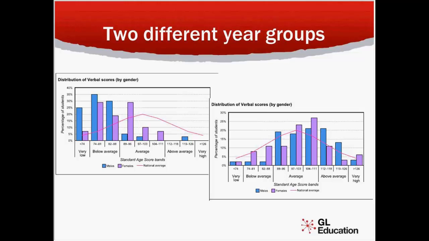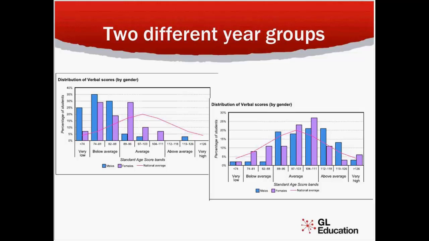These are in the same school, but if we look at the year group on the right-hand side, it's completely different. We've got a few more children in the average to above average category, and it's a completely different profile. Remember, this is just the verbal scores we're looking at. So these two year groups need very, very different interventions, and you need to allocate your resources very, very differently. This is obviously a stark difference between these two year groups. The context behind this is that the left-hand bar chart was the year group before the school started being selective, and the right-hand side was after they started being selective.